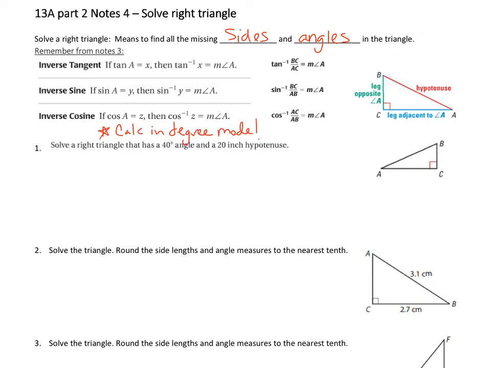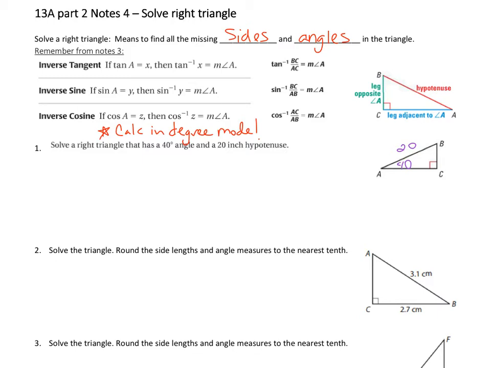Otherwise, when you type it in the calculator, you'll get a really odd looking number that does not make sense for our answers. All right, so for number 1, we need to solve this triangle and it has a 40-degree angle and a 20-inch hypotenuse. It's up to you which angle you want to put where, but I'm going to put my 40 degrees right here, and my 20 inches for the hypotenuse has to go right there.